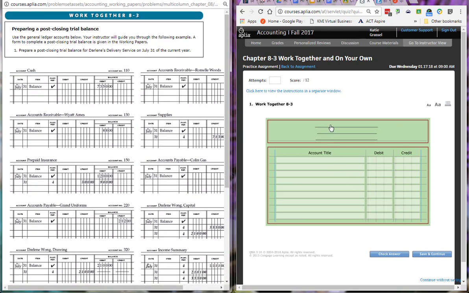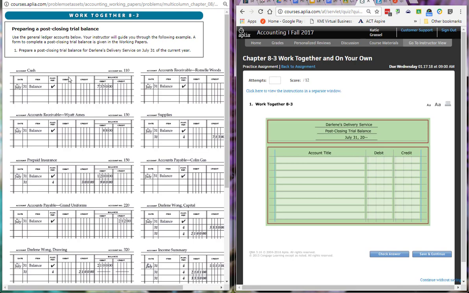Okay, so to prepare our post-closing trial balance, we're going to start first with the name of our business, which is Darlene's Delivery Service. Our second line is always going to be the name of our document, and that's going to be a post-closing trial balance. The third line is the date. We always prepare a post-closing trial balance on a specific date, not for a fiscal period. So this one should really be just for July 31st of the current year, because I'm not saying this is what it was for the entire month or the entire time, just for today.